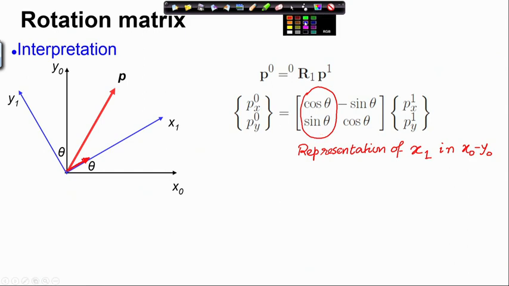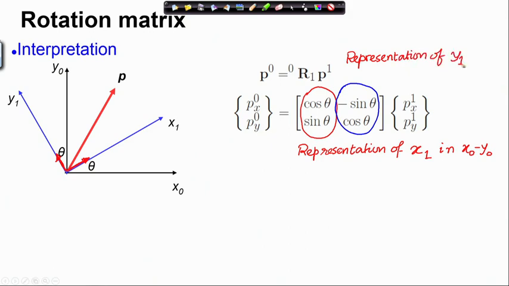The second column is the representation of the unit vector along y 1 in x 0 y 0. So, I will write this is the representation of y 1 in x 0 y 0 frame.